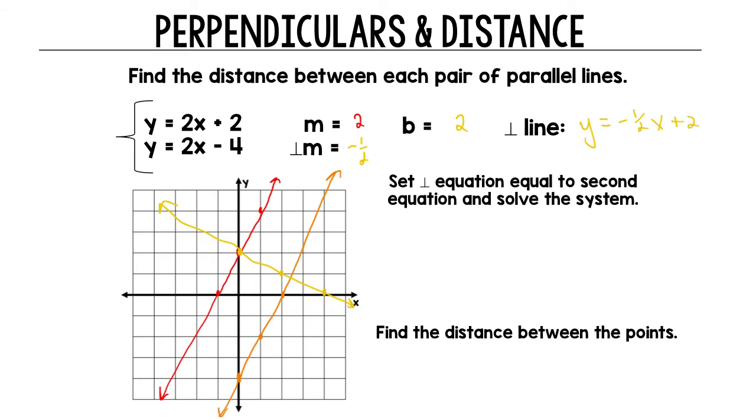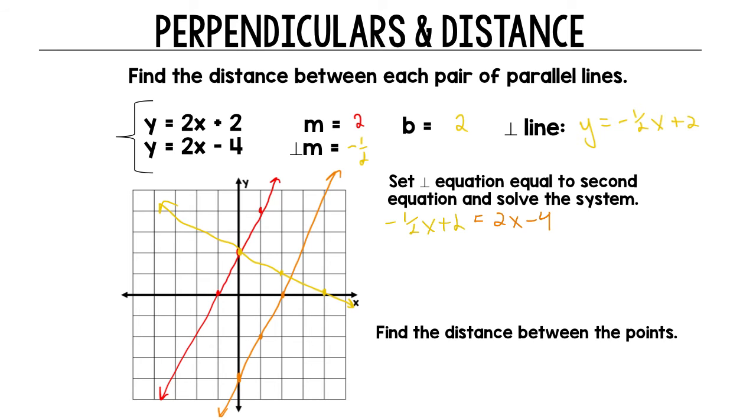The next step: set the perpendicular equation equal to the second equation and solve the system. So that's exactly what we're going to do. These are both y equals something. y equals 2x minus 4 and y equals -1/2 x plus 2. We set these equal to each other. -1/2 x plus 2 is going to equal 2x minus 4.